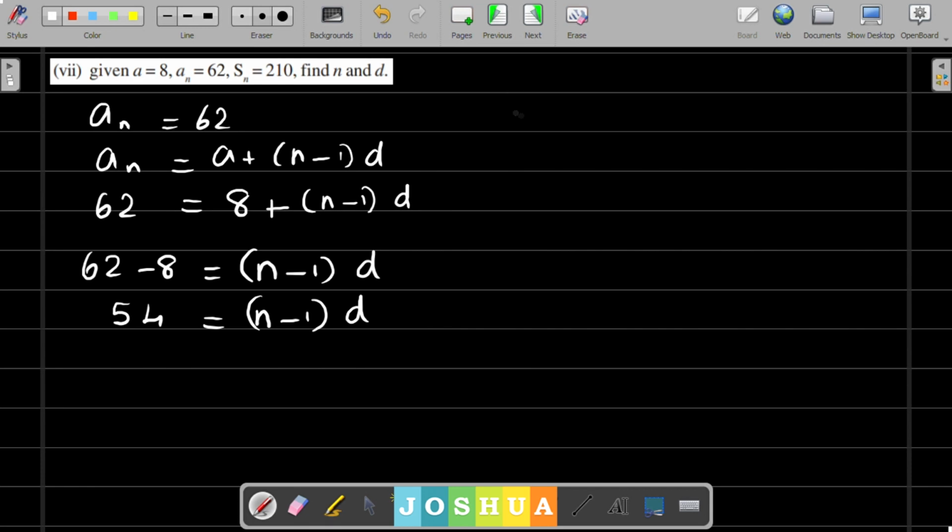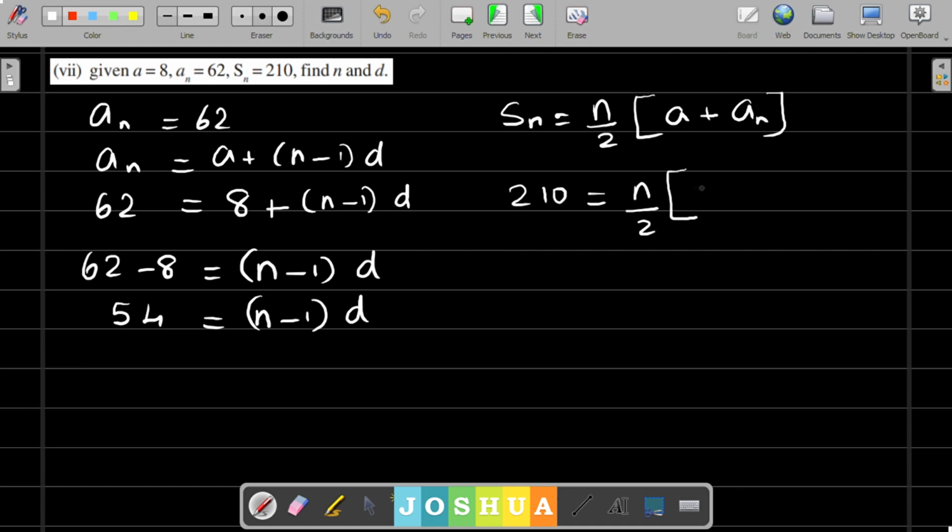Okay, so what are the equations available right here? Now Sn, we have two equations. In one equation, we are using the value of a and an. So I am taking the second part here. Sn is equal to n by 2 times a plus an. Sn is already given as 210. N I don't know, so n by 2. A is 8 and an is equal to 62. So in this case, I have the expression n by 2 times 8 plus 62, which is 70, and that is equal to 210.